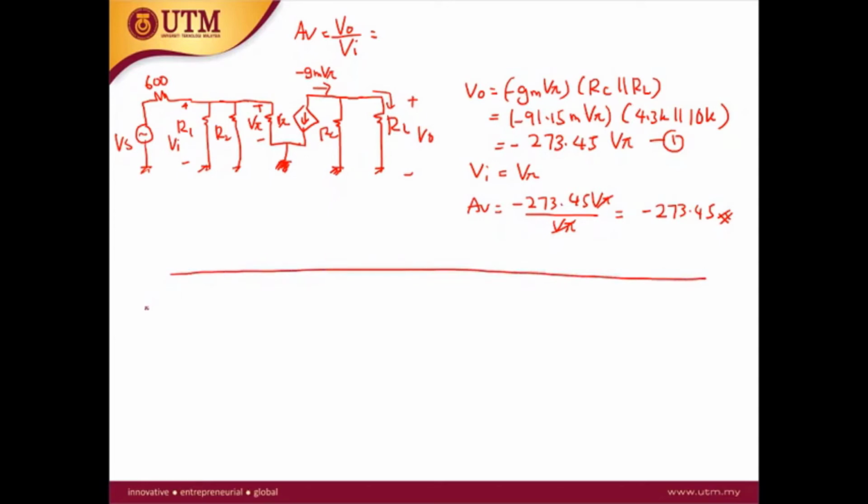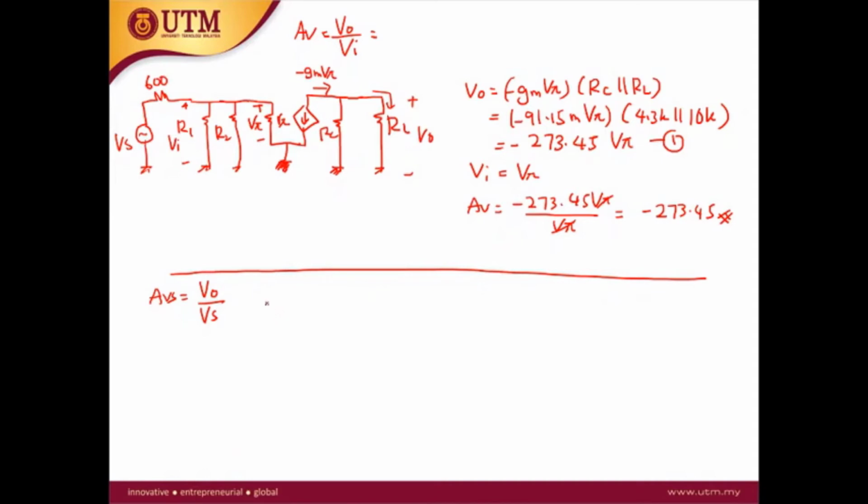Okay, so next we have another voltage gain. We call it AVS. So AVS is V out over Vs. The difference between AVS and AV is the input signal. So the input signal is the supply voltage, not the input voltage at the amplifier port. In this AVS calculation, you need to consider the effect of the internal resistance of the source, which is this 600.